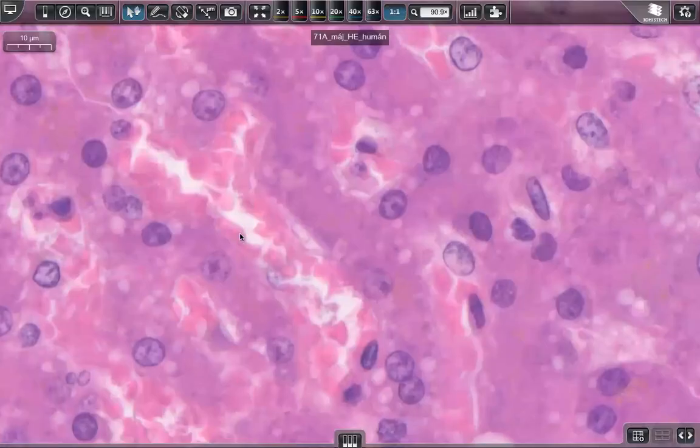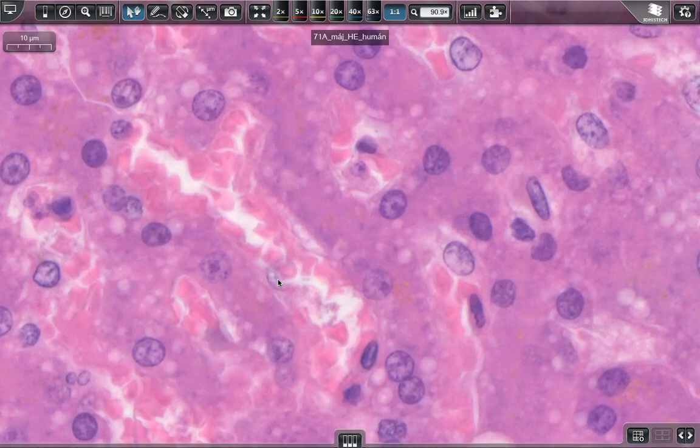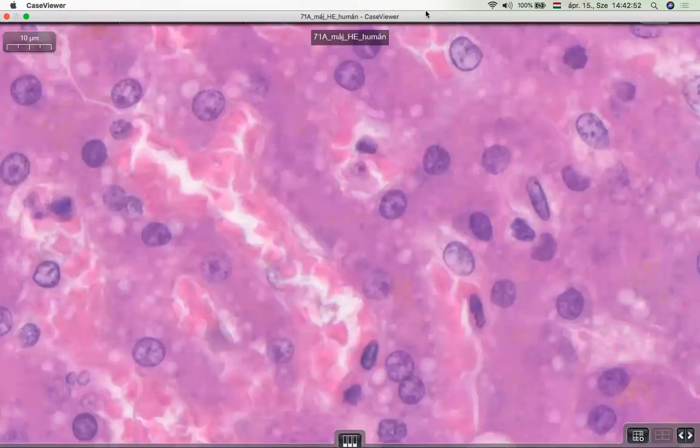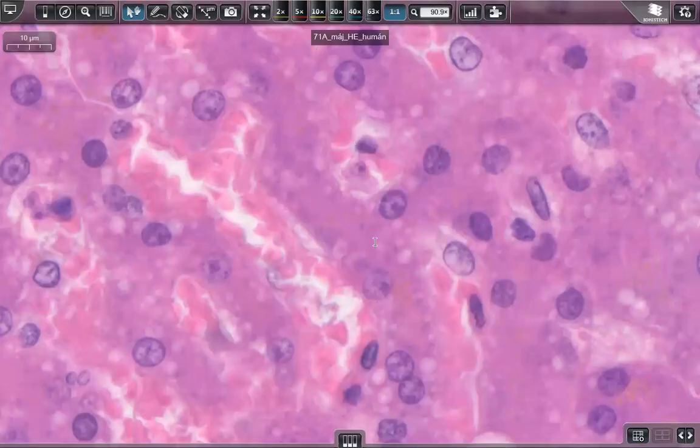There is a space just between the hepatocytes and the lamina basalis, the basement membrane of the endothelial cells, called the space of Disse. This is the space of Disse, between the hepatocytes and the basal lamina of endothelial cells. We can't see this space here during light microscopy.